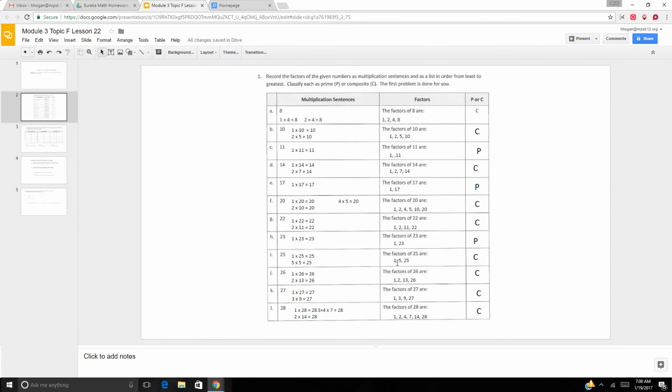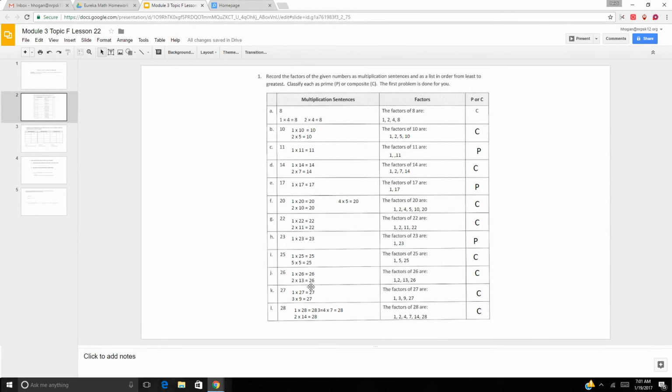Because it has more, it has an extra factor. It's not just 1 and itself. 26. 1 times 26 is 26. 26 is an even number, so I know it's going to be divisible by 2. So 2 times 13 is 26. You might have to do a division problem and divide it by 2 if you can't do that as mental math. So the factors are 1, 2, 13, and 26, which means it's composite.